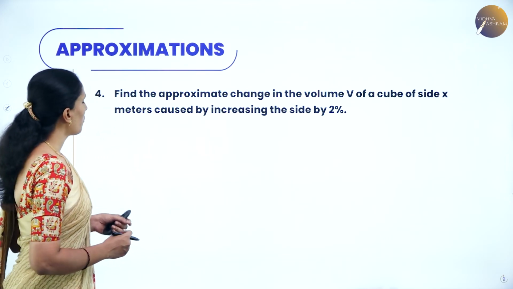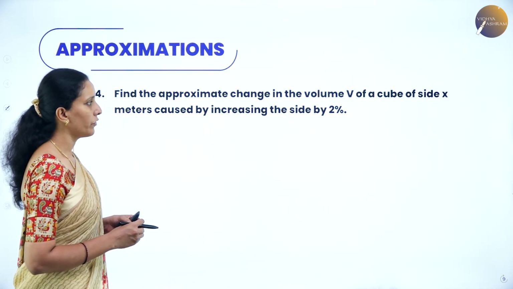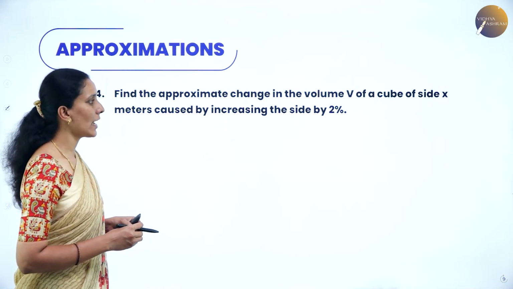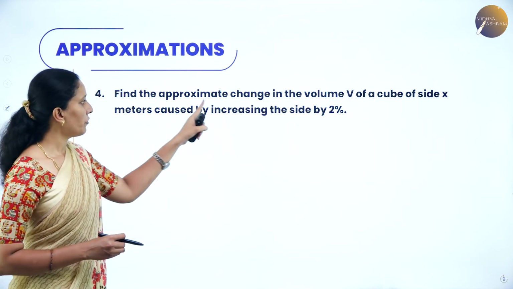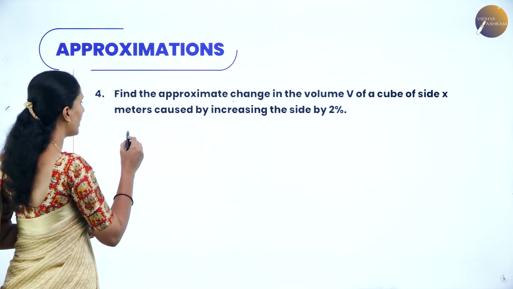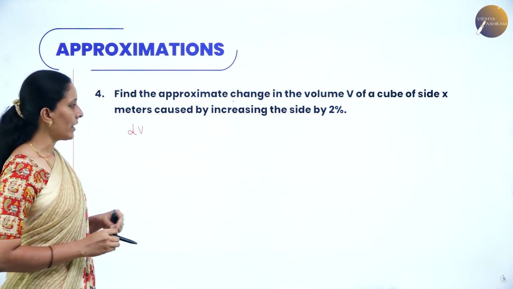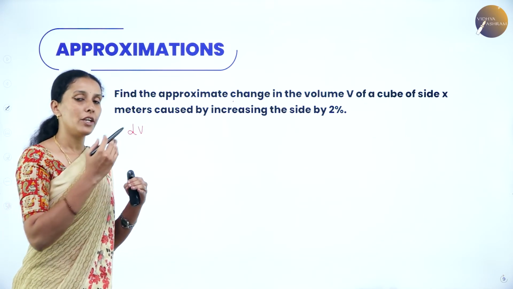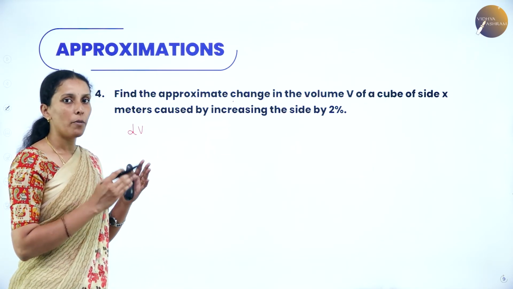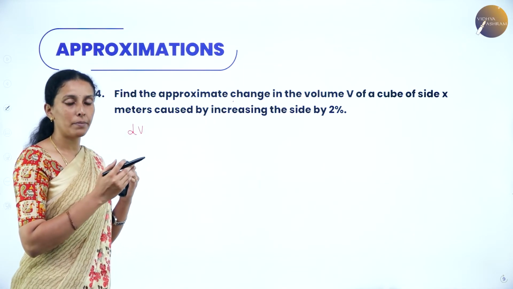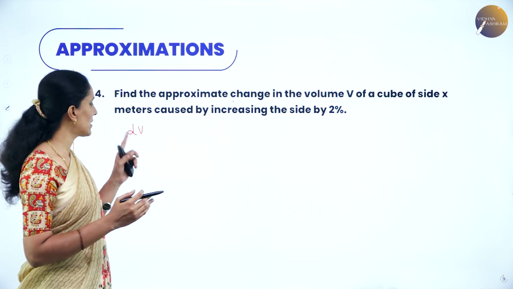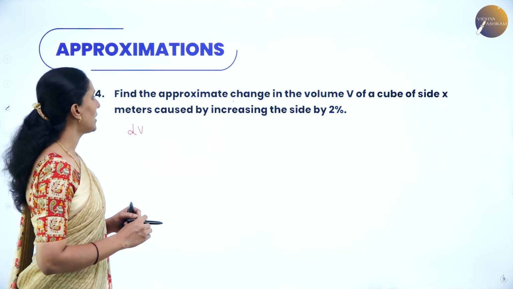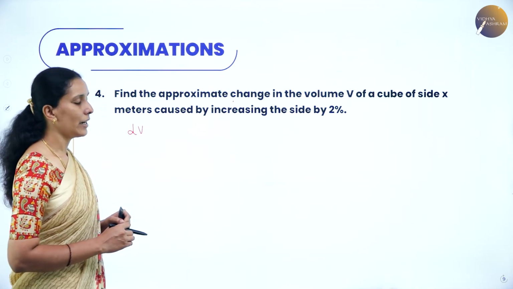Next we have here: find the approximate change in the volume V of a cube of side x meters caused by increasing the side by 2%. So here we need to find the change in volume. That is, we have to find dV or delta V. Change in volume can be taken as dV. We have studied in rate of change of quantities that change of anything we can write in the form of du, dv, or dp, dq, like that. So change in volume can be denoted by dV.